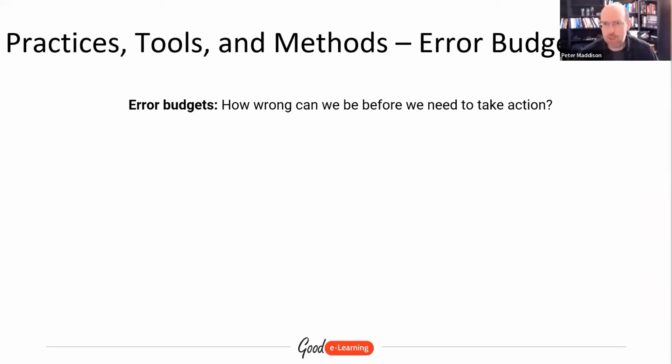And I need something to happen if I go over that 250, which brings us to error budgets. Error budgets are a very common concept in the SRE space, so let's talk about what we mean by that. Error budgets can be thought of as, how wrong can we be before we need to take action? So how much error in the system are we willing to tolerate? And so let's walk through this step by step so we can understand it.